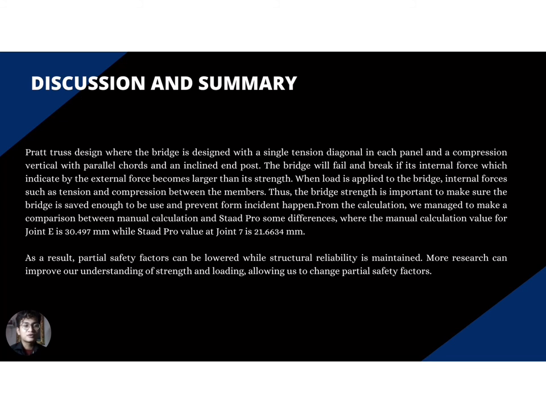From the calculation, we managed to make a comparison between manual calculation and Stat Pro calculation, which have some difference. The manual calculation value for joint E is 30.497 mm, while the Stat Pro calculation value at joint 7 is 21.664 mm. As a result, the partial safety factor can be lowered while structural reliability is maintained. More research can improve our understanding of strength and loading, allowing us to change the partial safety factor.